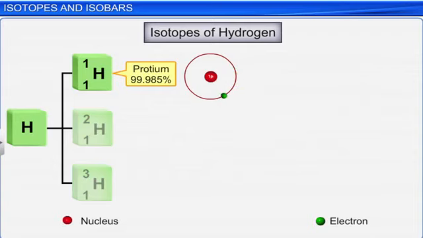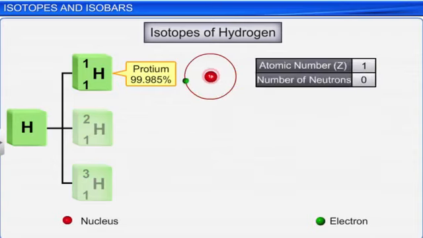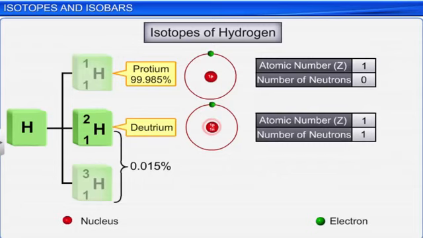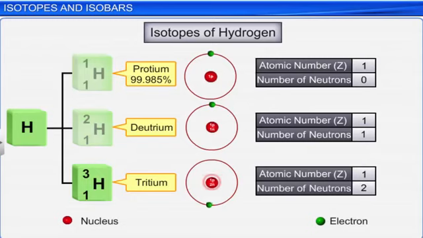99.985% of hydrogen atoms contain only a single proton in their nucleus. This isotope of hydrogen is called protium, 1H1. The remaining 0.015% contain two other isotopes, deuterium, which contains one proton and one neutron, and tritium, which contains one proton and two neutrons. You can see that all these three isotopes have the atomic number 1 and mass number 1, 2, and 3 respectively.